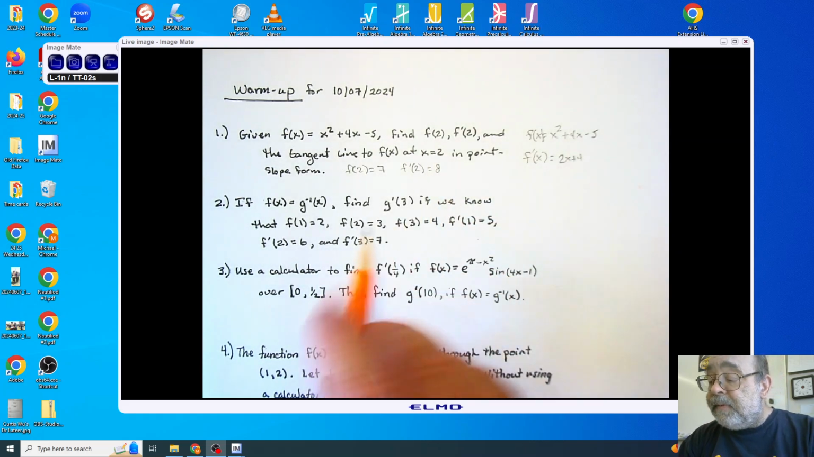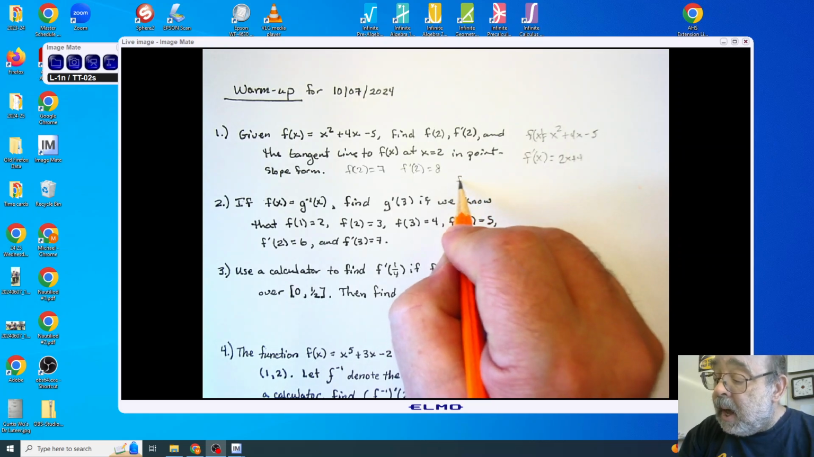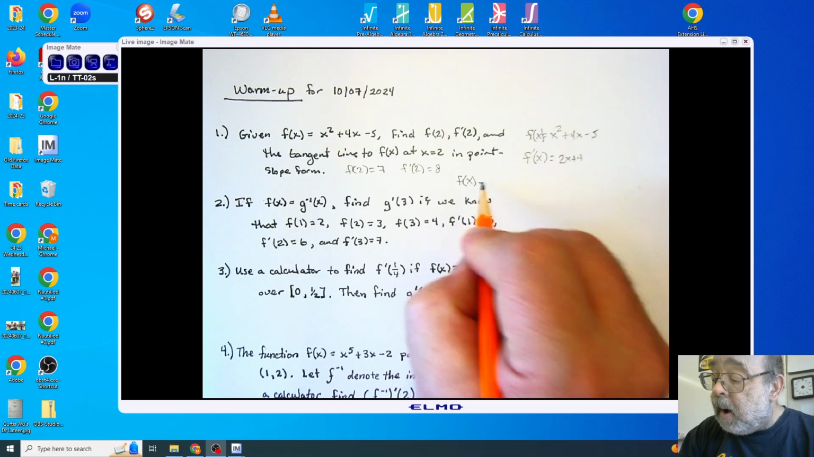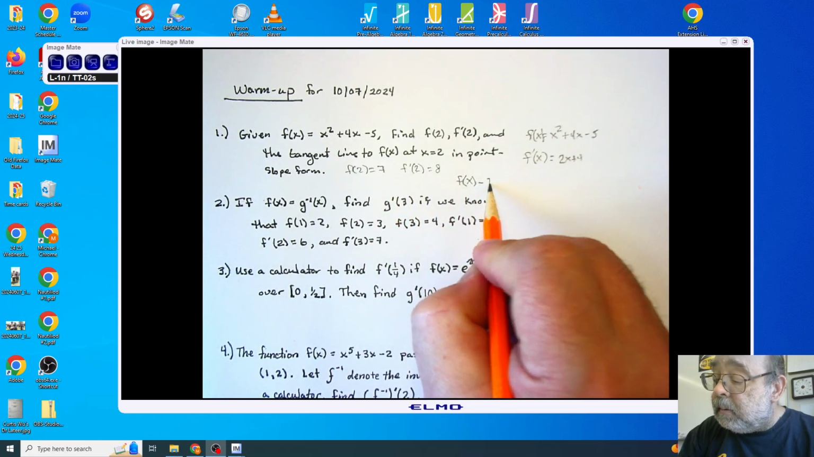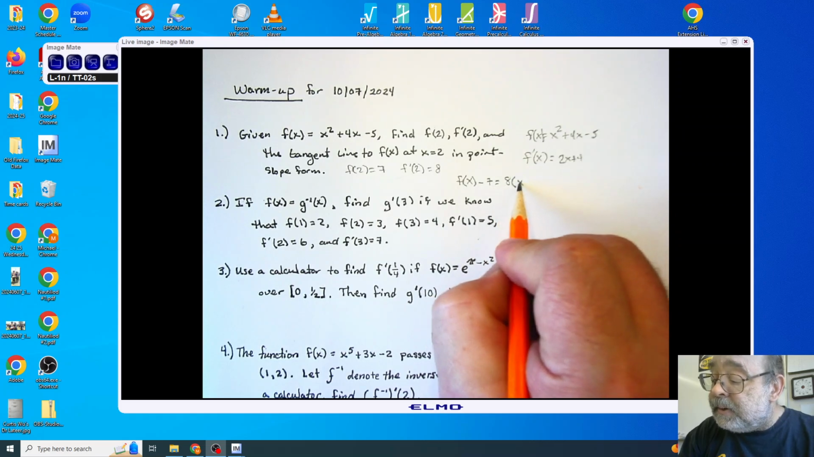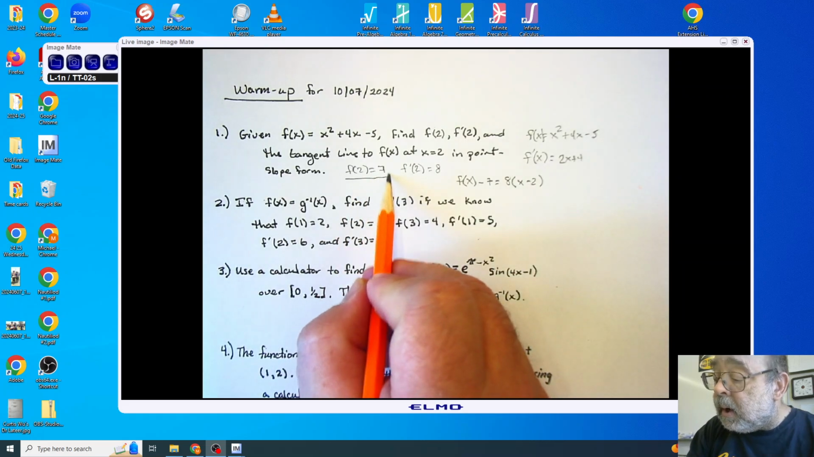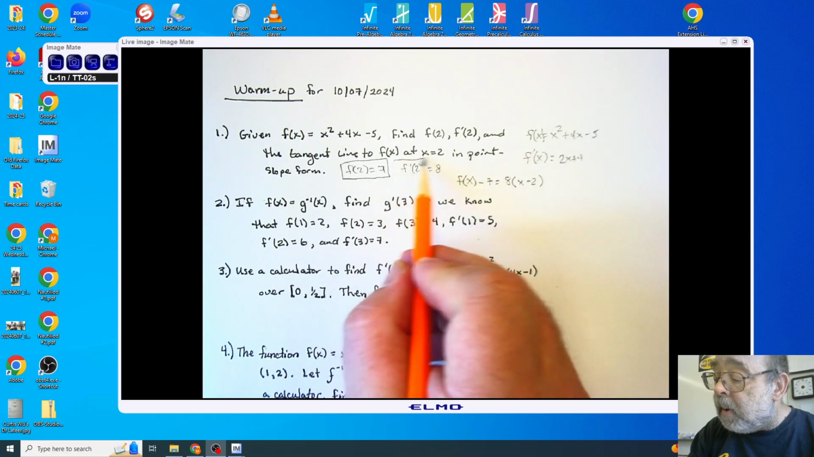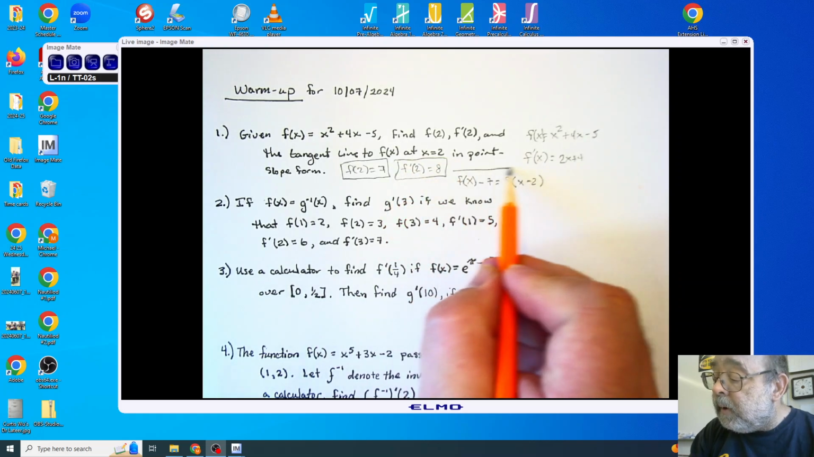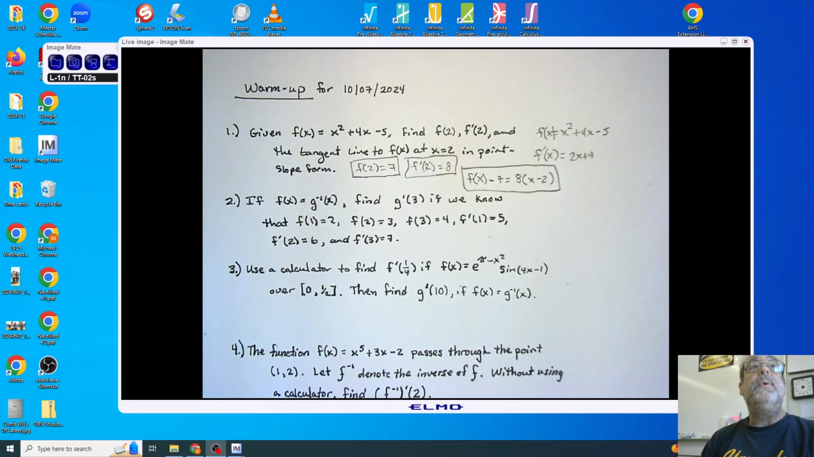Now, once I have these two values, I can find the equation of the tangent line as f of x minus my y value 7 is equal to the slope of the tangent line times x minus 2. And there are the 3 answers that we are looking for in this warm-up so far for question 1. We're now going to go ahead and take a look at number 2.